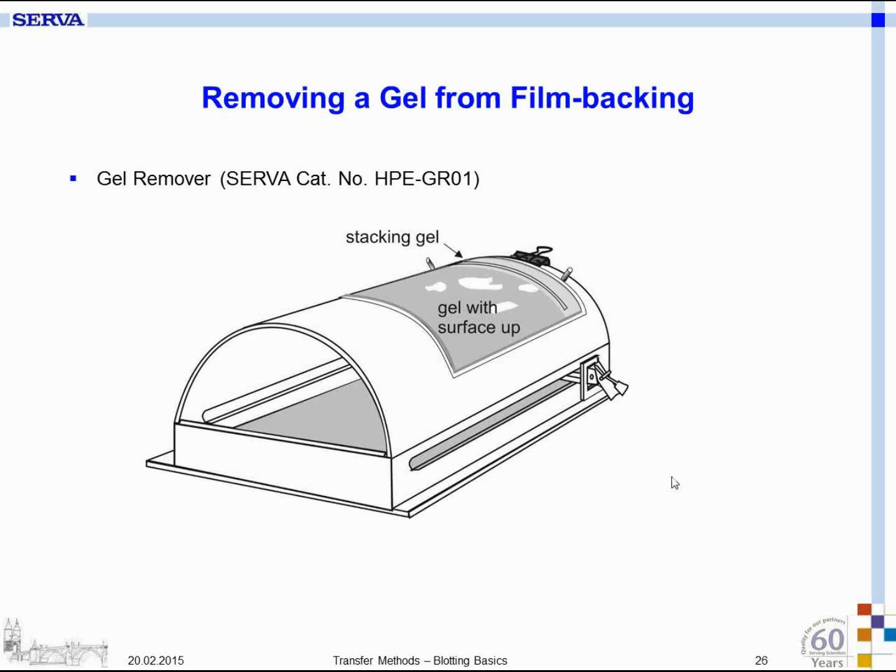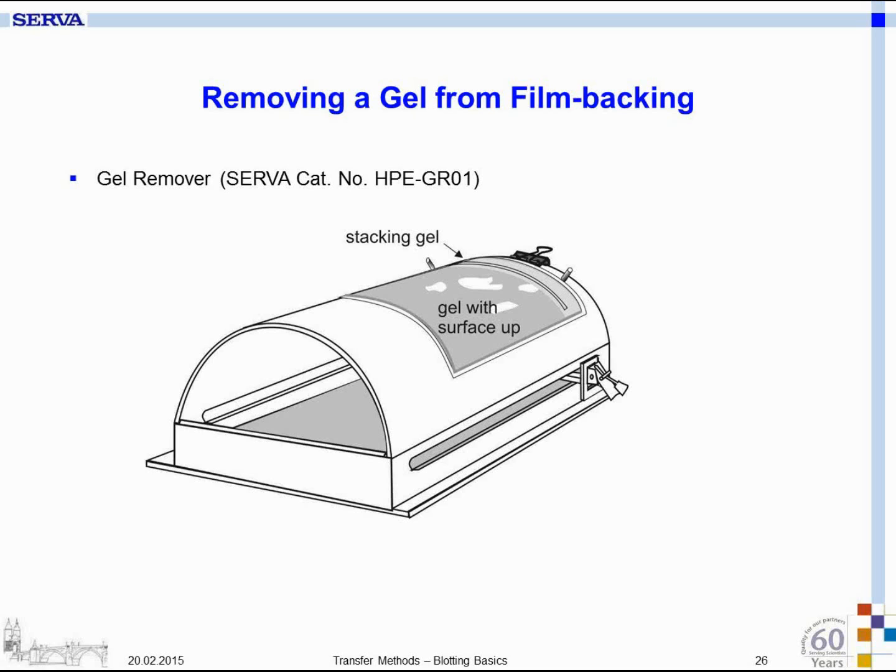What can you do when the gel is covalently bound to a film support? Particularly useful for large and very thin gels, also for very soft gels like isoelectric focusing gels. When you have a film support, it is much better.